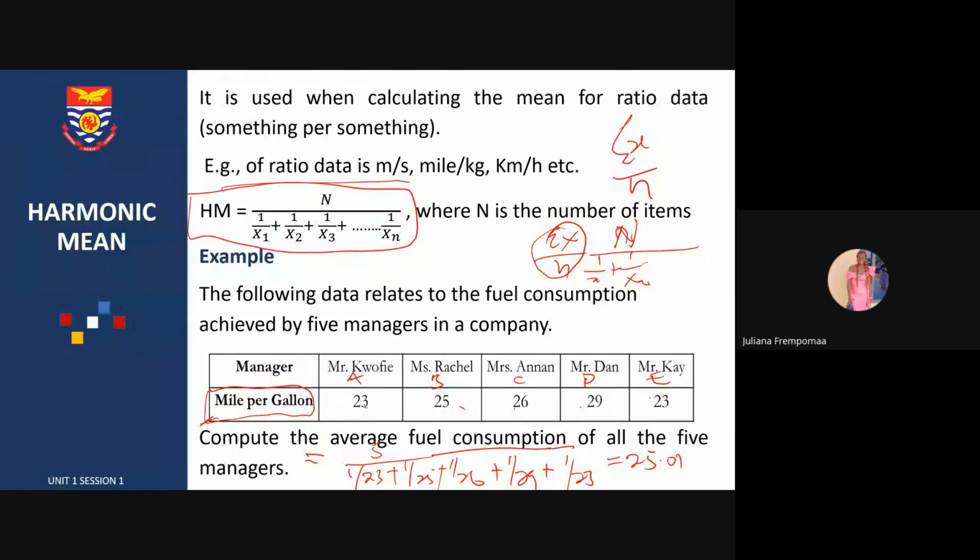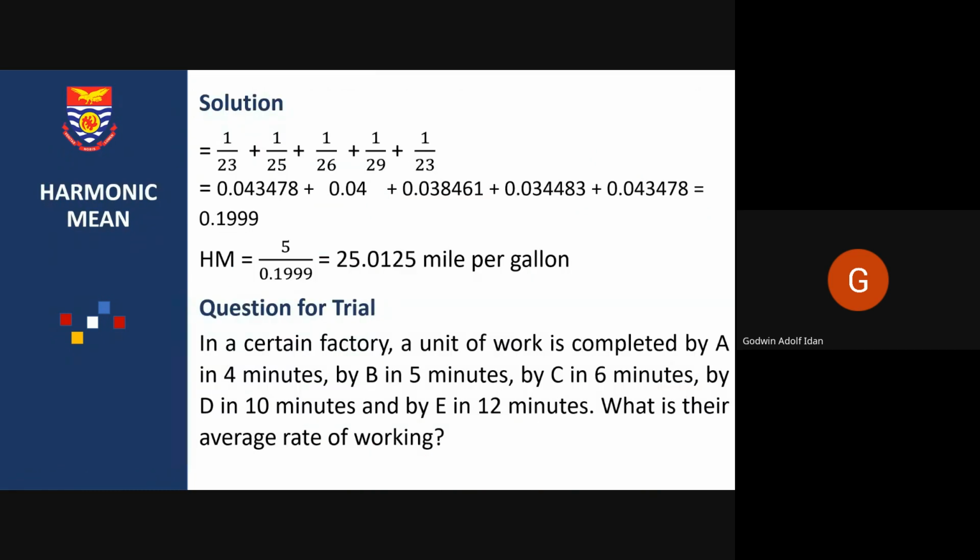Okay, so I also had 25.01. Okay, that's fine. So let's move on. So yes, this is the solution. Let's try this one. These are the examples. In a certain factory, a unit of work is completed by A in 4 minutes, by B in 5 minutes, by C in 6 minutes, and by D in 10 minutes, as well as E in 12 minutes. What is the average rate of working?